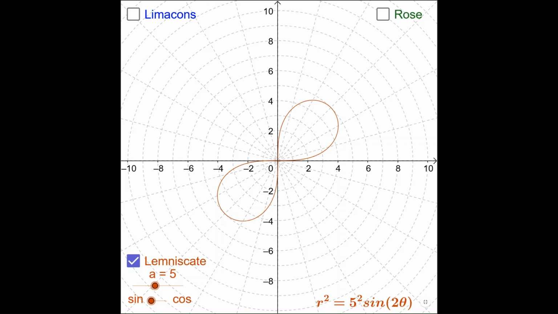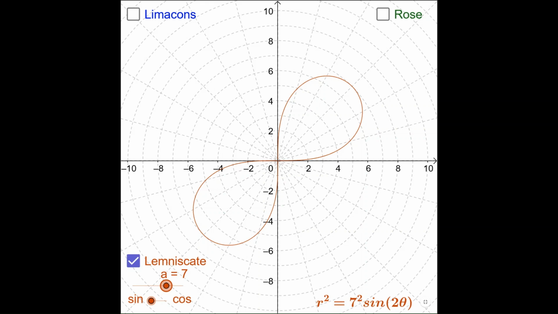What happens if we change the a value? Right now, with an a value of 5, we see the two loops extending outwards to the circle of radius 5. So what happens if we change those a values? Instead of a 5, let's say we have a 7. So if we have r squared is equal to 7 squared, which you might see as r squared equals 49 sine of 2 theta, we still have the same two loops.